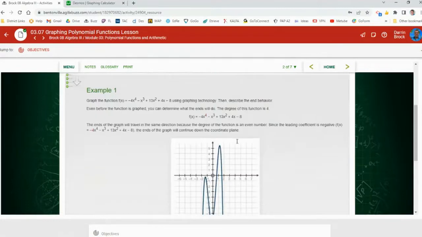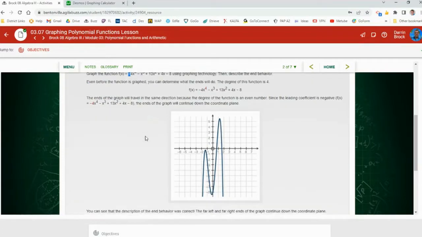So let's look at examples here. It says graph this function. F of x equals negative 4x to the fourth minus x to the third plus 13x squared plus 4x minus 8. Well, we know some things about it already. It's negative 4, so that means it's going to be pointing down on the right end. It's even, the largest exponent is even, 4, so that means both ends will be pointing the same direction. So both ends of the graph will be pointing down because it's a negative.